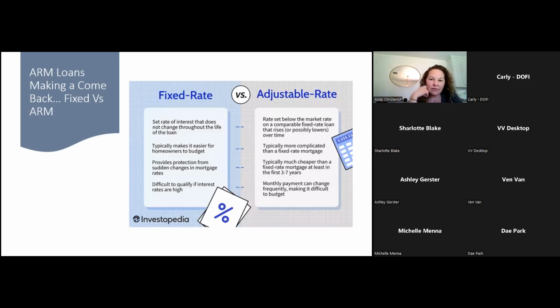So fixed rate, set rate of interest that does not change throughout the life of the loan. I'm sure you're all familiar with these. Typically it makes it easier for homeownership to budget. Nothing changes, everything is fixed for the period and life of the loan. Provides protection from sudden changes in the mortgage. Difficult to qualify if interest rates are high. This is where we're at right now.